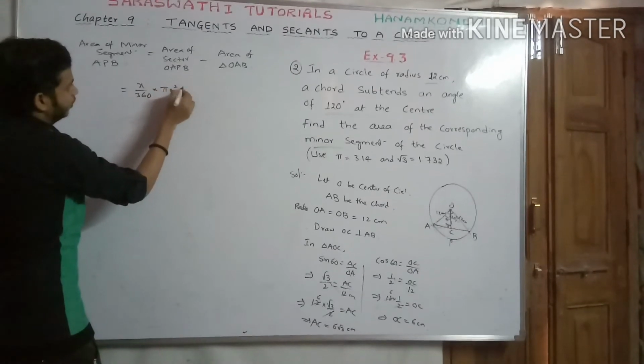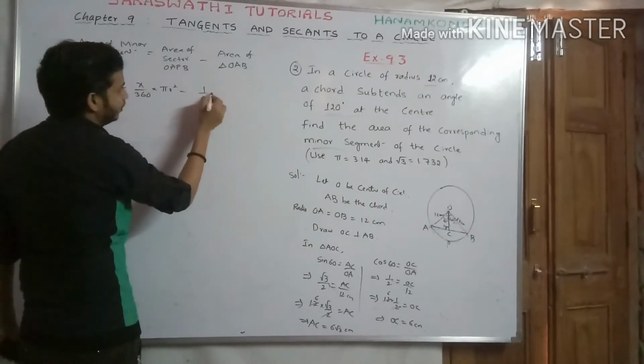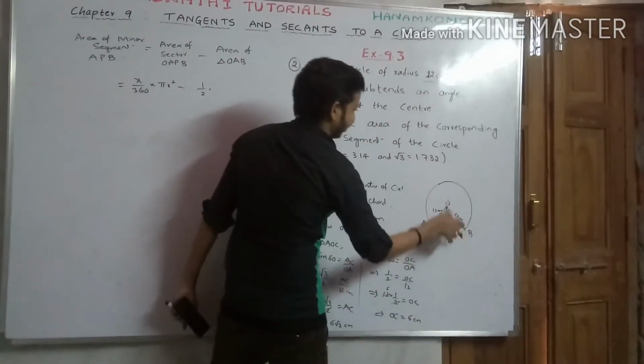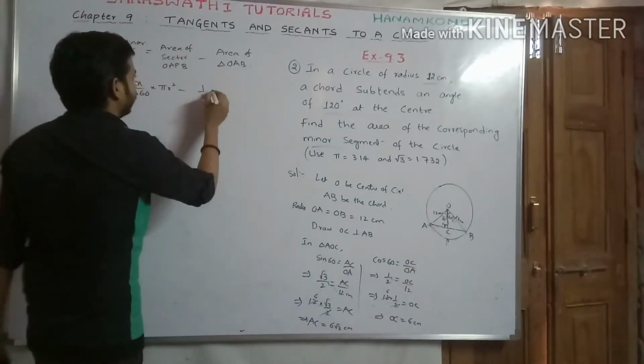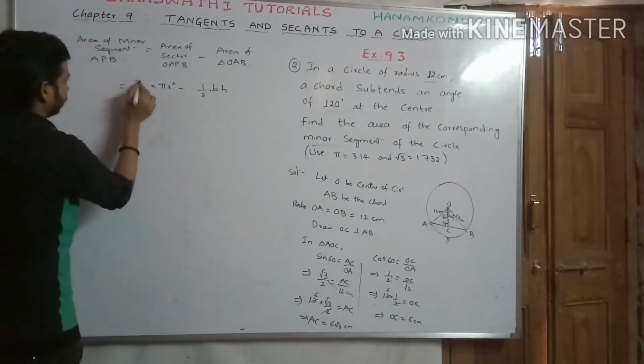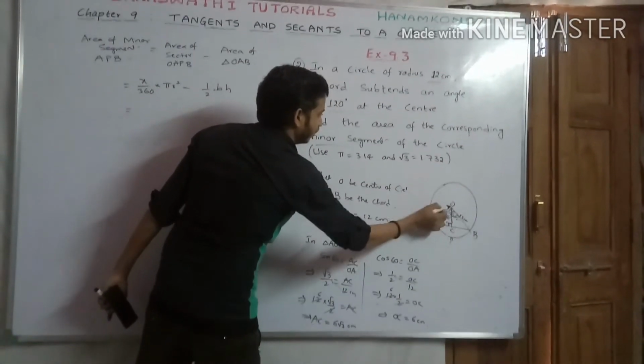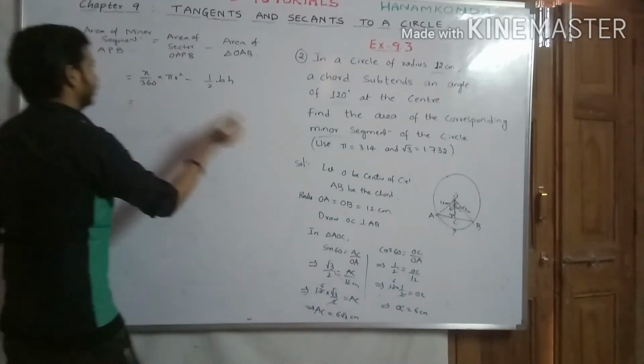So the area of sector formula, we know, is x by 360 into pi r square, minus area of triangle, which is half into base into height. So here the base of the triangle is AB and height is OC. So half into base into height. x value is given as 120 degrees. Angle AOB is 120 degrees. In the question it is mentioned.